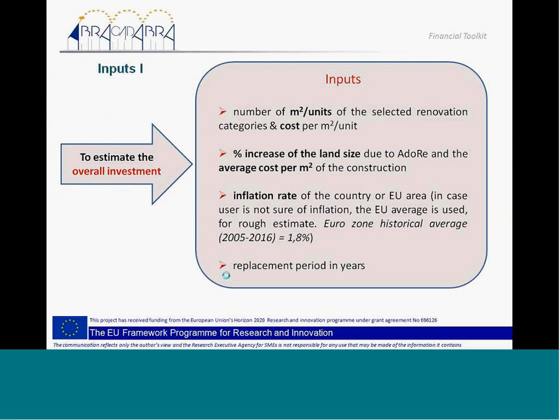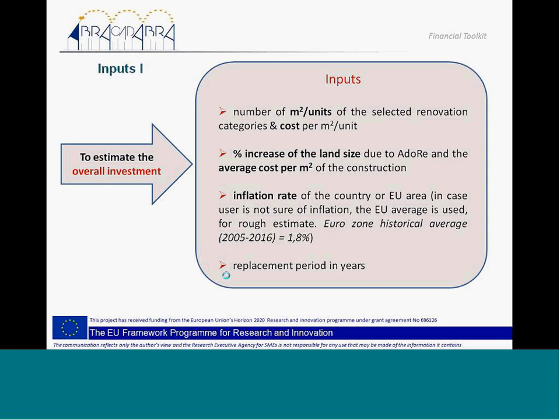So to estimate the overall investment, what they must put in the toolkit is the number of square meters or units of the selected renovation categories and the cost per square meter or per unit that are used. He or she should also have as input the percentage of the land used due to AdoRes, the cost per square meter of the construction, and the inflation rate of the country of the case that they will use.